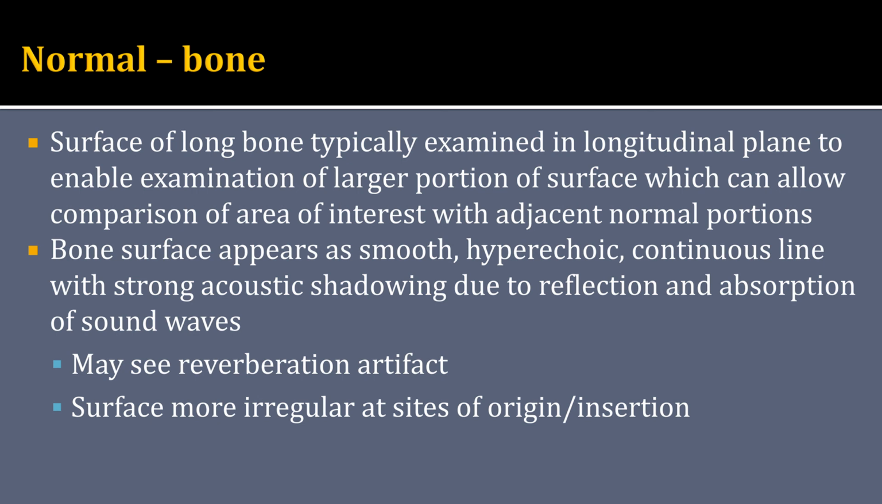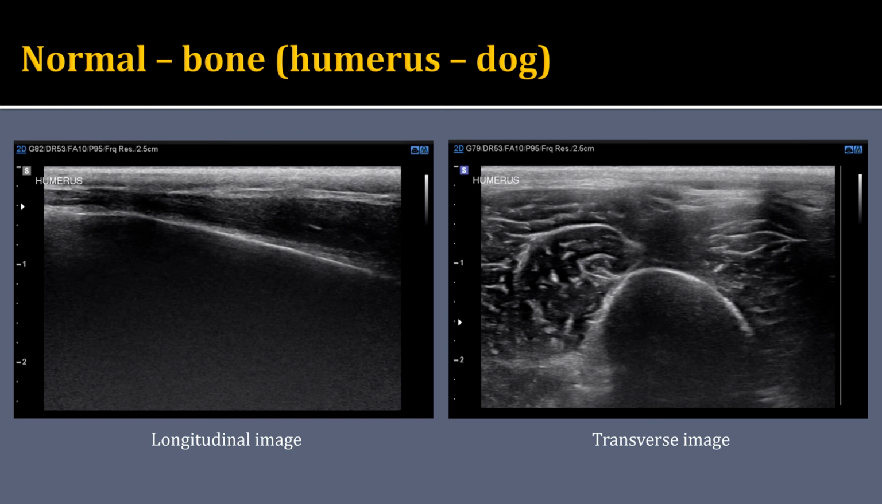Depending upon the bone and where we're imaging, we may see some reverberation artifact, and then the surface of the bone will be slightly more irregular at sites of origin and insertion of joint capsules, ligaments, and tendons. So a few examples here. I've got a longitudinal and transverse image of the humerus of a dog. And so in longitudinal image, we see this nice hyperechoic smooth line of the humerus and then very sharp acoustic shadowing. On transverse imaging, we see this curved hyperechoic smooth interface of the bony cortex with the strong acoustic shadowing.